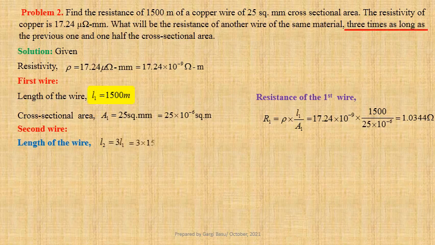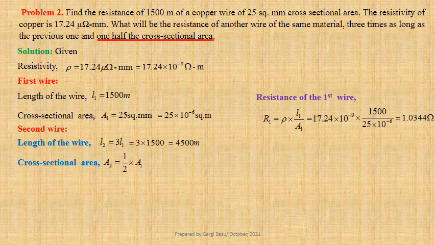For second wire, given length of the wire L2 equals 3 times L1, that is equal to 3 into 1500, that gives us 4500 meters. Cross-sectional area A2 equals half of A1, that is equal to half of 25 into 10 to the power minus 6, that gives us 12.5 into 10 to the power minus 6 square meter.